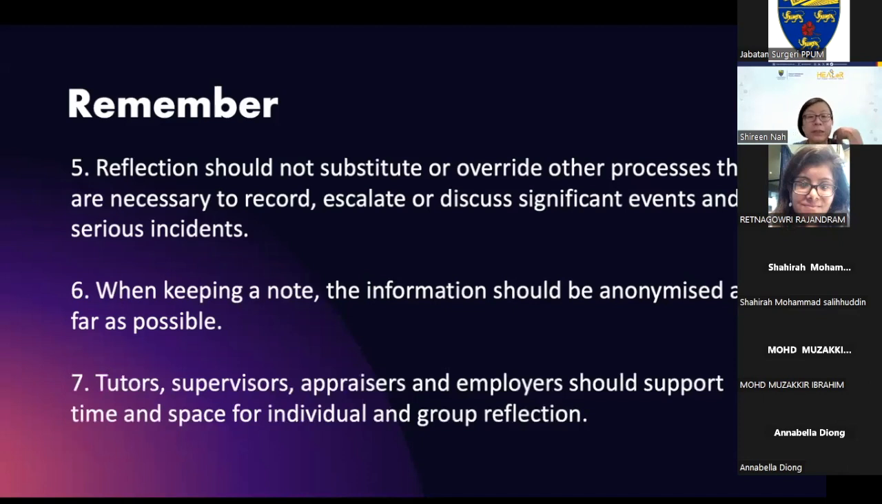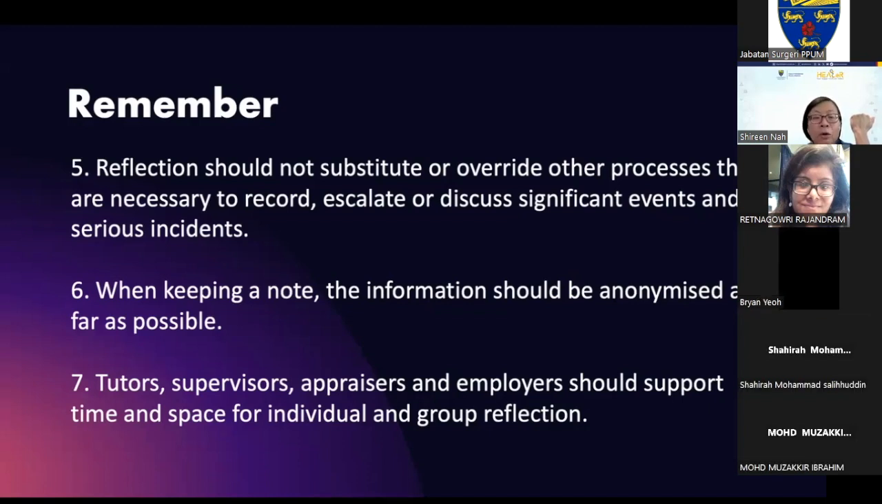And for us, as a tutor or supervisor or employer or appraiser, we also should remember that we need to give the time and space for individual and group reflection. This is a very, very important process. It cannot be rushed, and it must be done in an environment where you feel that you are safe to do so. You don't want to be criticized for various decisions that you made when you are in this process of reflection. So a reminder for those of us here who are tutors or supervisors, that this is a very important culture to create in our units.